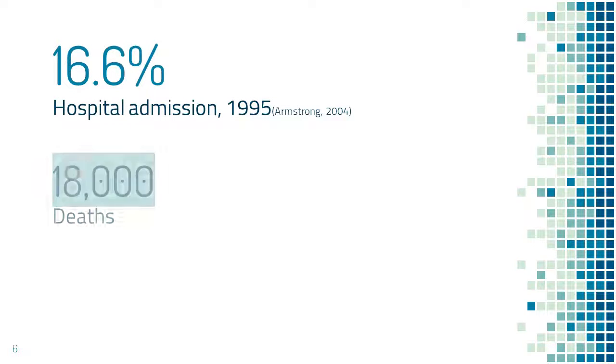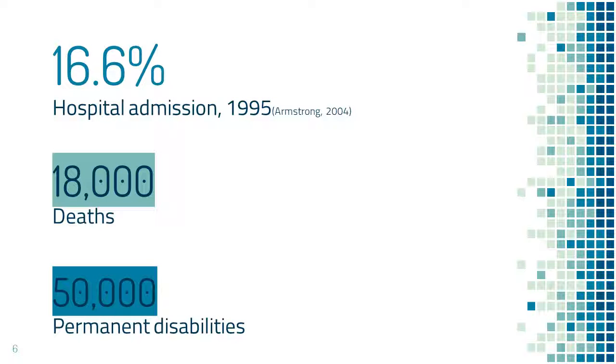The Quality in Australian Healthcare Study in 1995 revealed that medical errors and adverse events happen in 16.6% of hospital admissions, roughly 18,000 caused death and around 50,000 resulted in permanent disabilities.